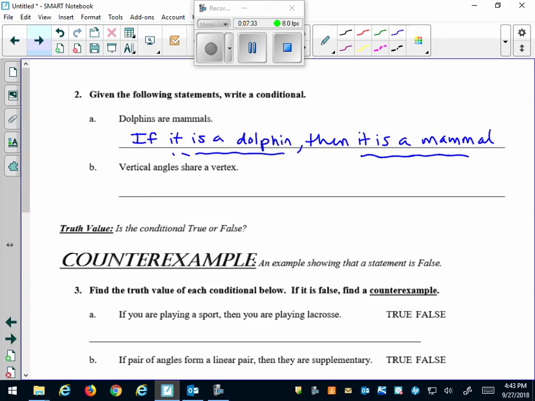All right, so vertical angles share a vertex. I'm trying to fix my smartboard at the same time here.